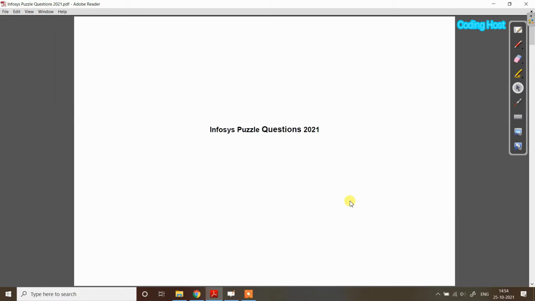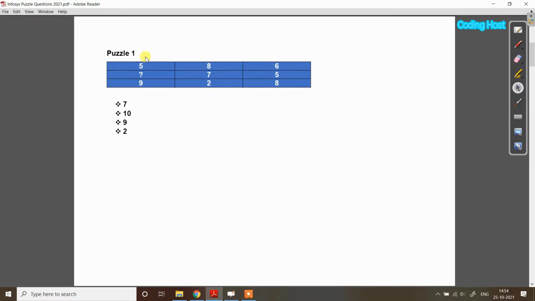In this video, I will explain Infosys puzzle questions from year 2021. So this is our first question. You can see that we have a table of numbers, and in this table we have to find the missing number. So we have to use some logic. All the puzzle questions in Infosys depend on simple logics like addition, subtraction, multiplication, square or cube of a number. So we have to apply some logic to find this missing number.